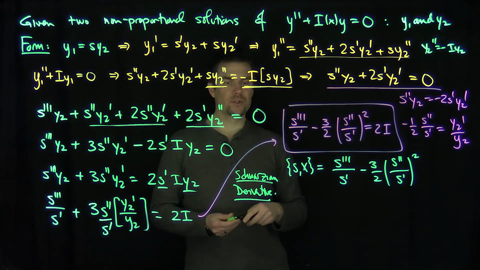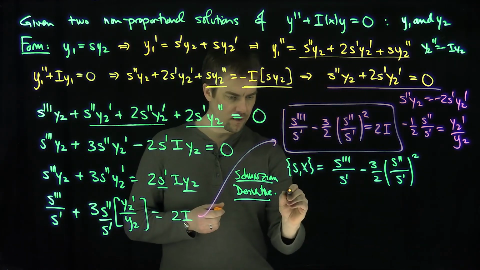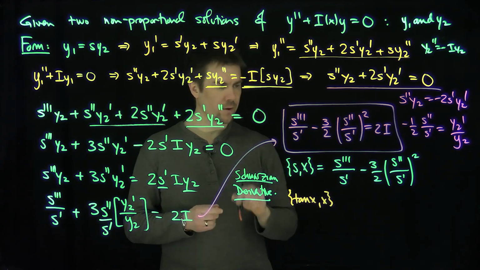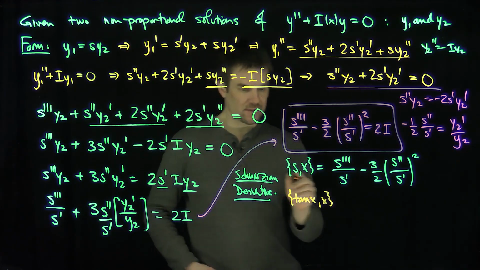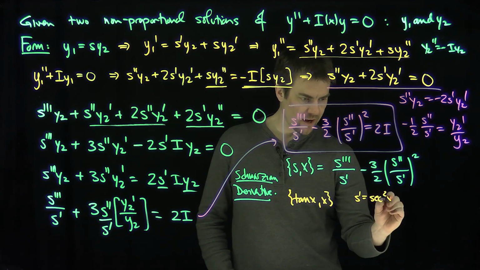Excellent. Now let's do an example. This is a fun example to do. So let's do the Schwarzian derivative of tangent of x, for example. Okay. So what's my s of x? My s of x is tangent of x, so what's s prime? So the derivative of tangent is secant squared of x.